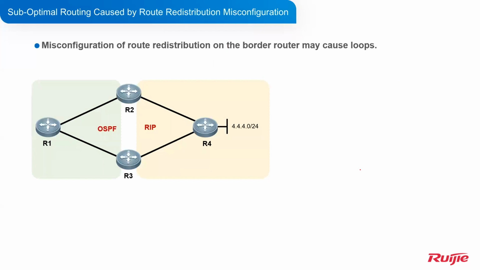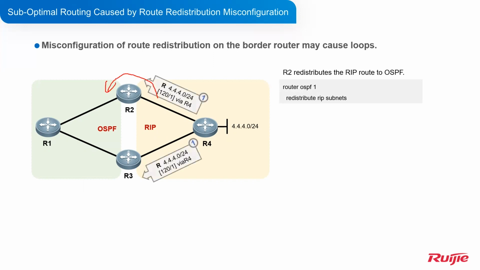And next, suboptimal routing caused by route redistribution misconfiguration. Let's see. Now, this is a multi-point route redistribution, right? We can do the route redistribution on both R2 and R3. And let's see the configuration here. On R2, redistribute RIP into OSPF. You can see here, from RIP to OSPF on R2.